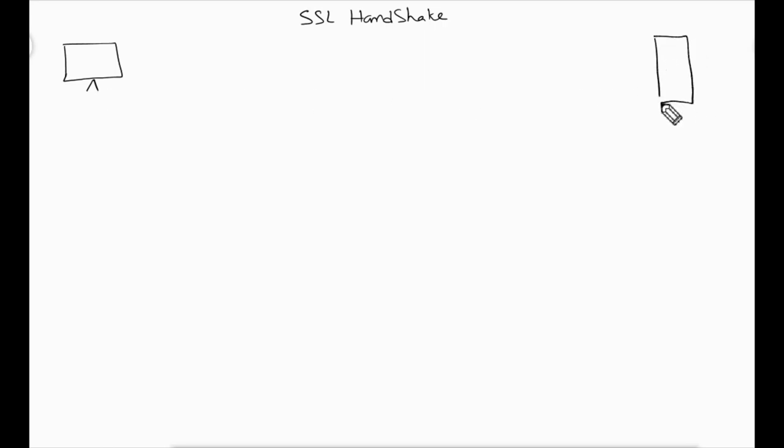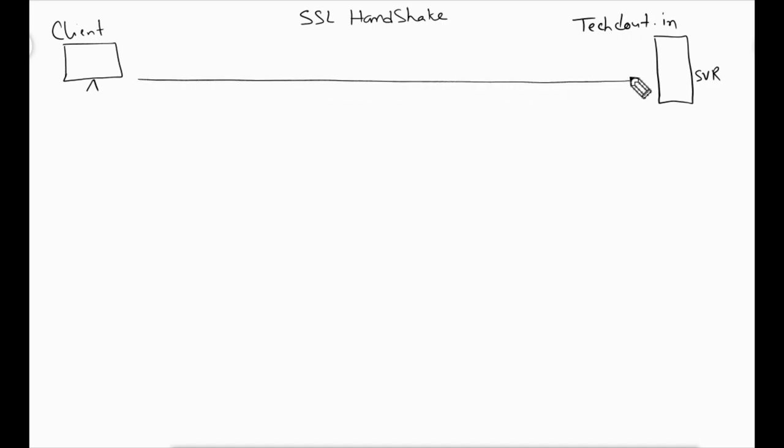First, techcloud.in, and this is our client. So the client will send a packet or a message that will be called client hello. In the client hello, the client will send the SSL protocol version. The protocol version, right now we discuss protocol version 1, 2 or 3. So any of the protocol versions the client can send to the server.